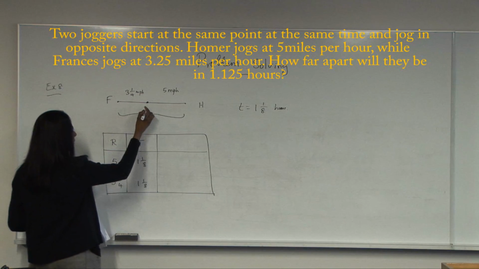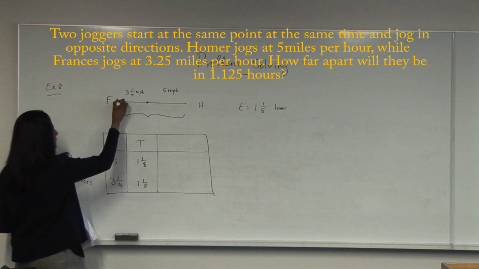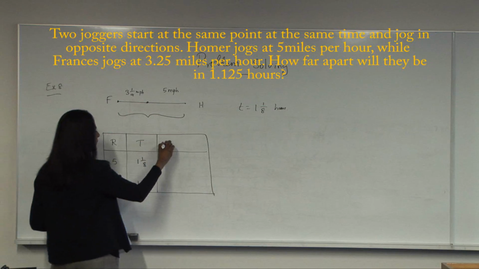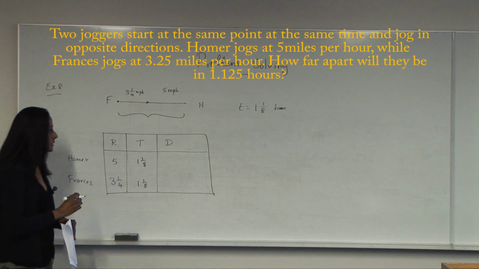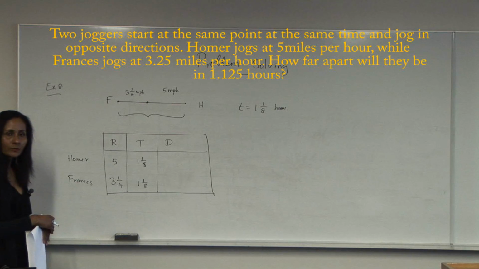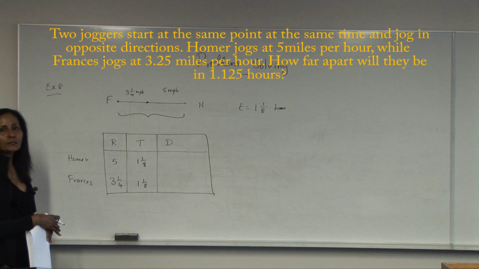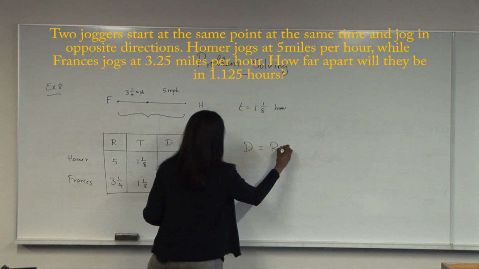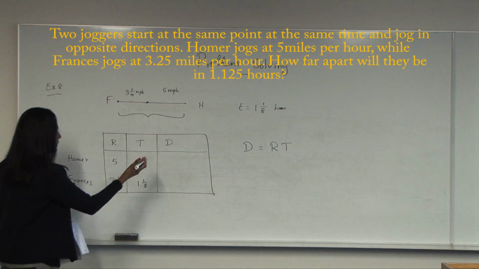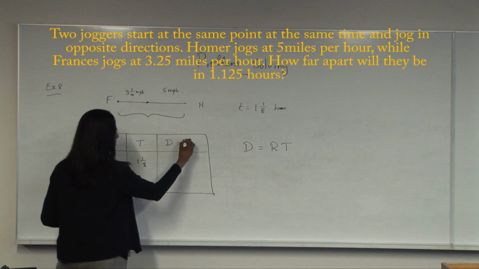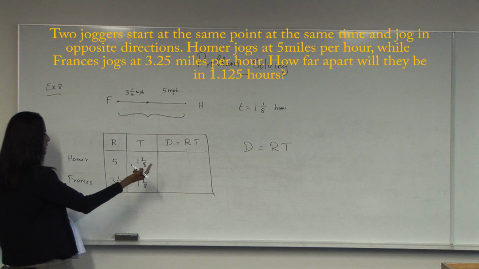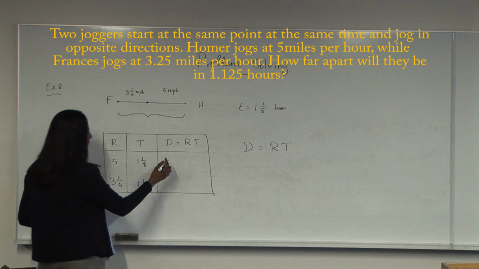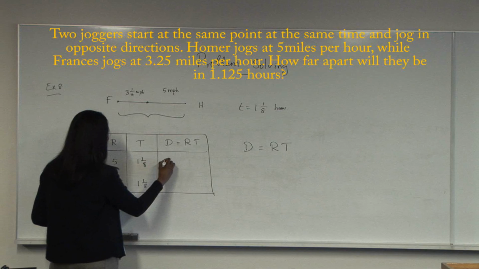So we have to find the distance from the starting point to where Francis is, the distance to where Homer is, and add them up. So what do you have to do? What is the formula here? You know the rate, you know the time. We are trying to find the distance. Distance is equal to rate times time. So rate times time, you multiply these two to get the distance for Homer, multiply these two to get the distance for Francis, and add them up. You get the answer.